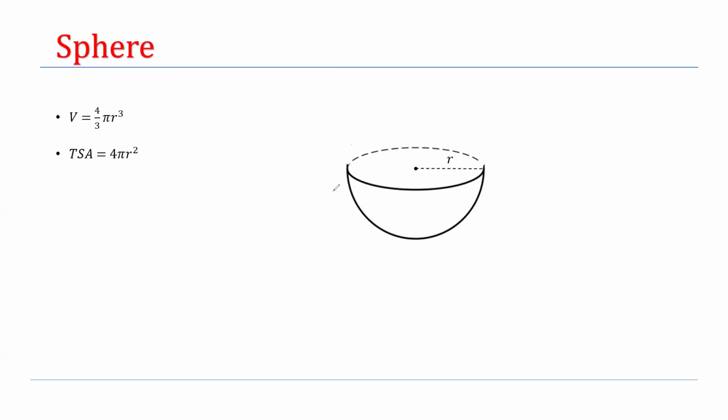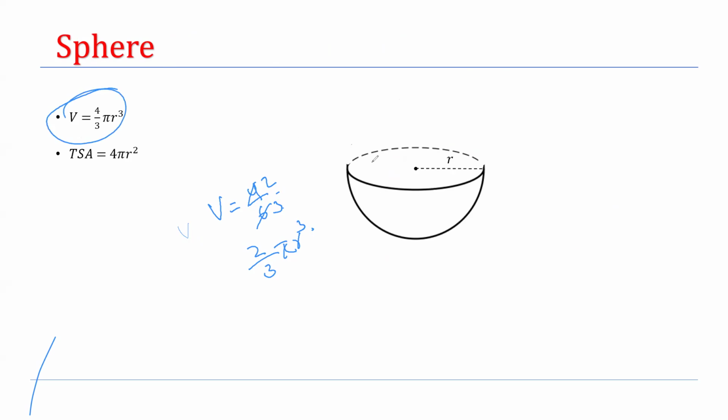So for the hemisphere, what will be the volume? Can you guess? What will be the volume for the hemisphere? 4 by 6 pi r cube, sir. 4 by 6 you can take or 2 by 3 you can take. Do you agree with me? 4 by 6 is nothing but 2 by 3, right? Yes, sir. 2 by 3 pi r cube. Half of the sphere.